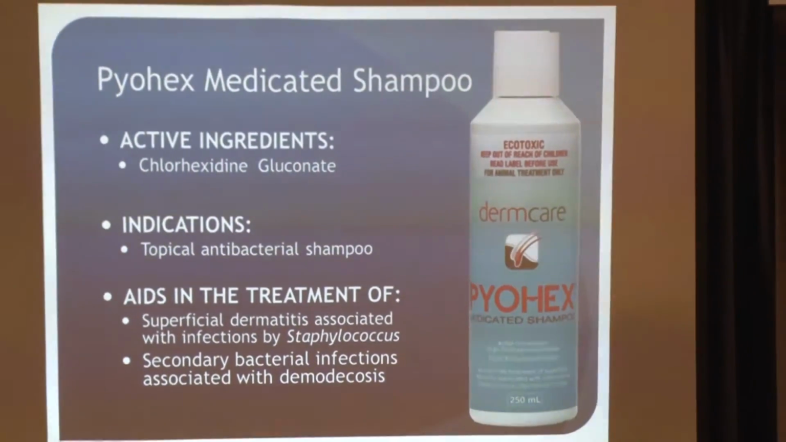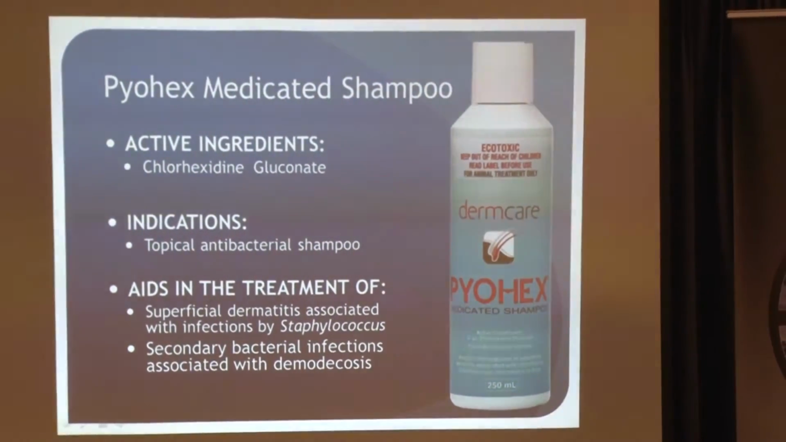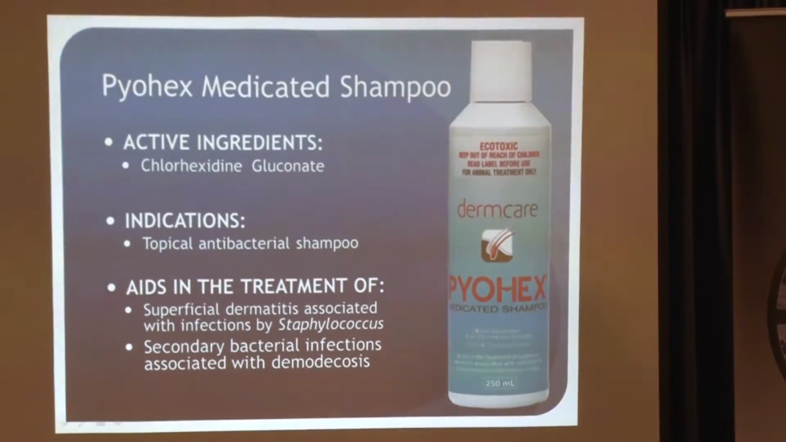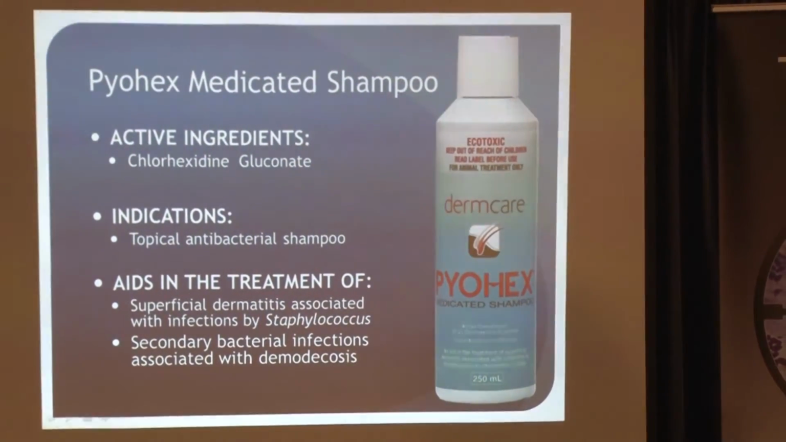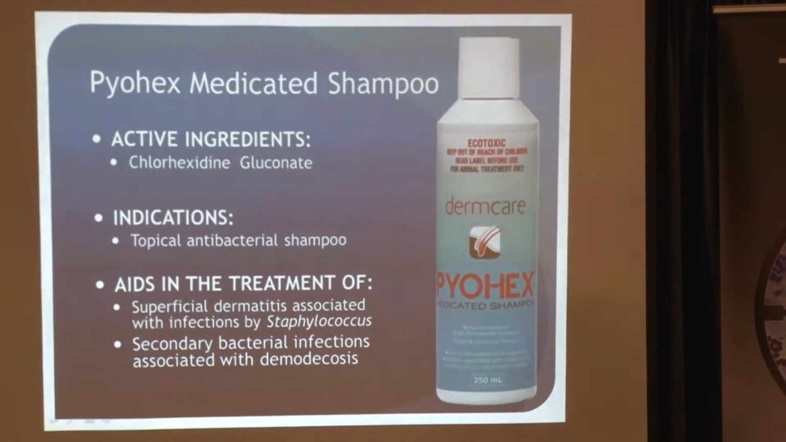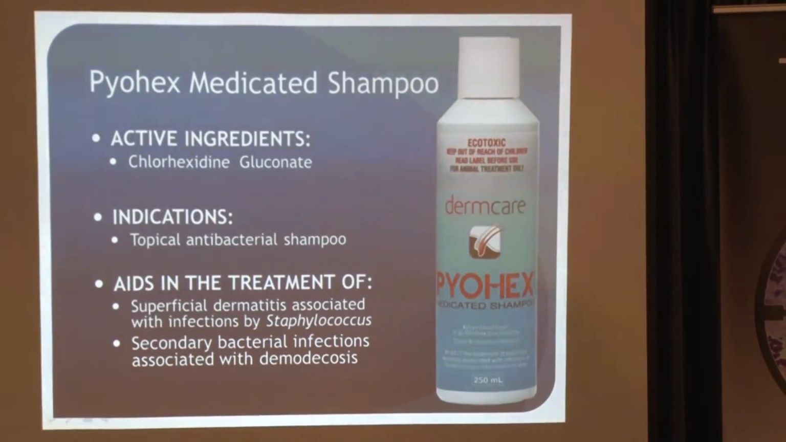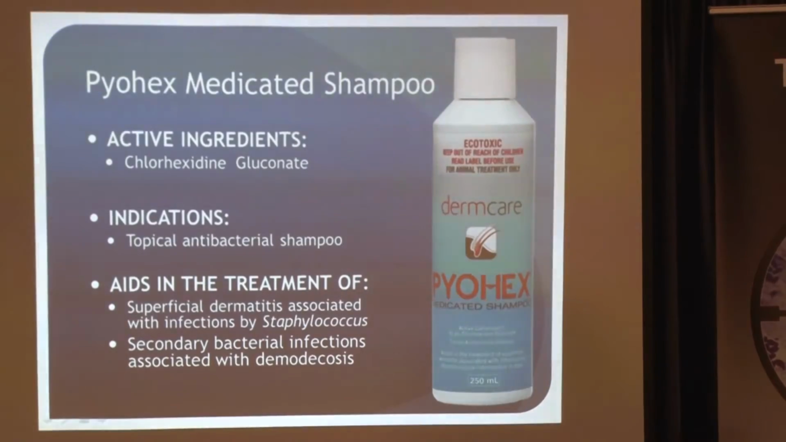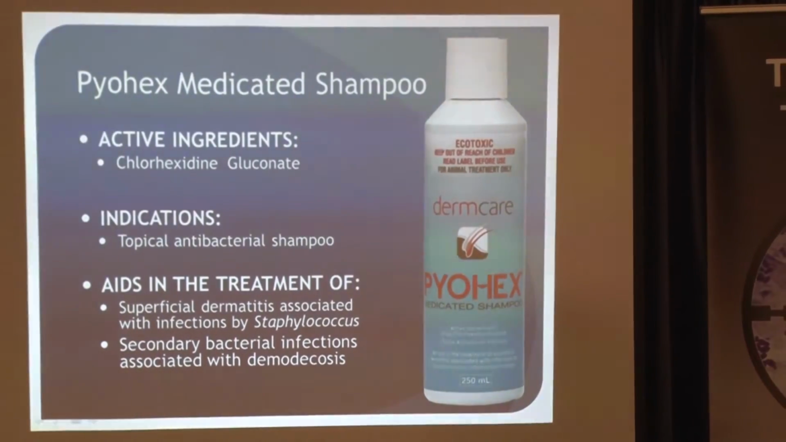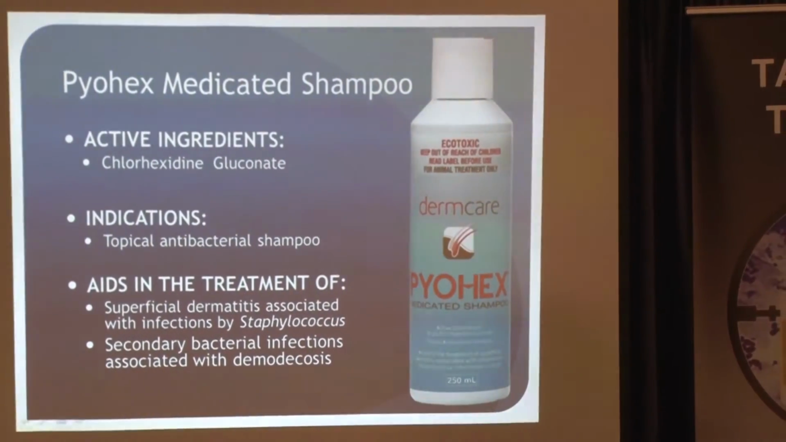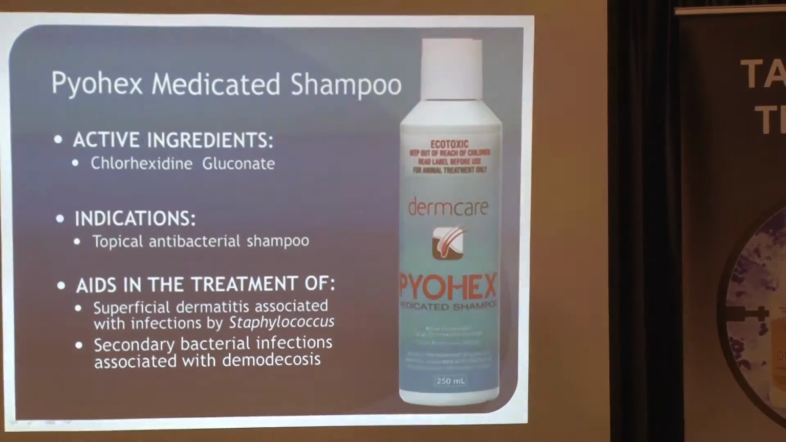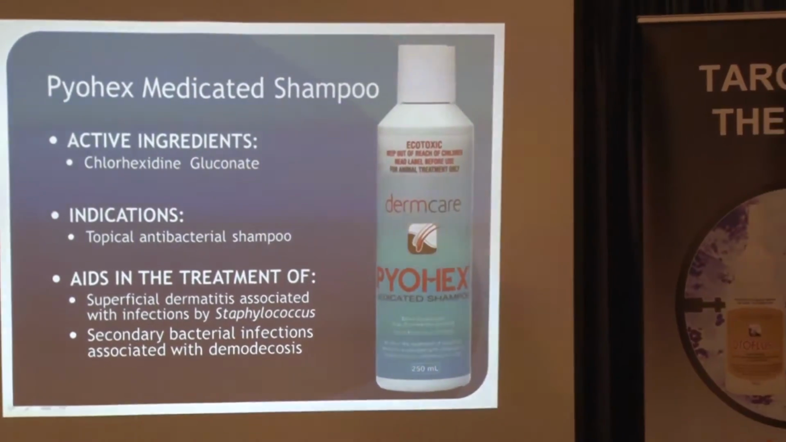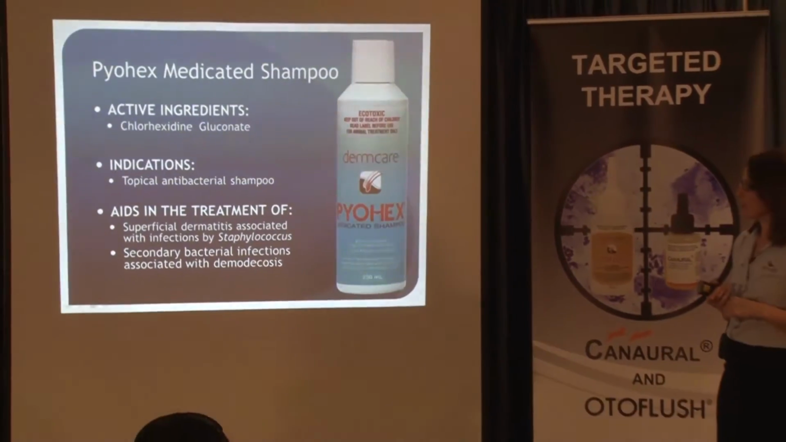In Malaseb, the concentration of chlorhexidine is 2%, because that's the best for synergy with miconazole. But in Piohex, the concentration of chlorhexidine is 3%, and that's been demonstrated to be more effective than 2% chlorhexidine on its own, or even 4% chlorhexidine on its own. 3% is accurate there. It's a topical antibacterial shampoo, and it aids in the treatment of superficial dermatitis and secondary bacterial infections associated with Demodex.